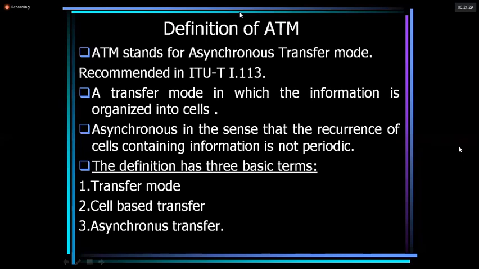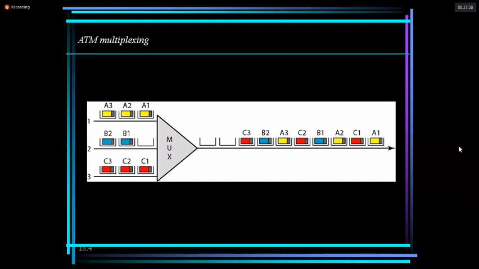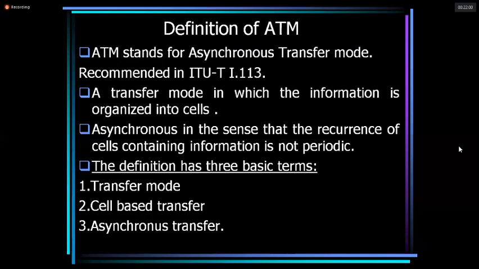Now the basic terms which define this ATM network: one is a transfer mode. Just now I spoke, it is a fixed cell. What is the size of the fixed cell is the discussion. Then it is a cell based structure, and it is an asynchronous transmission. So these three important criteria form the basic definition of your ATM. So let me go into this concept of why we call it asynchronous transfer, and why it is called ATM.